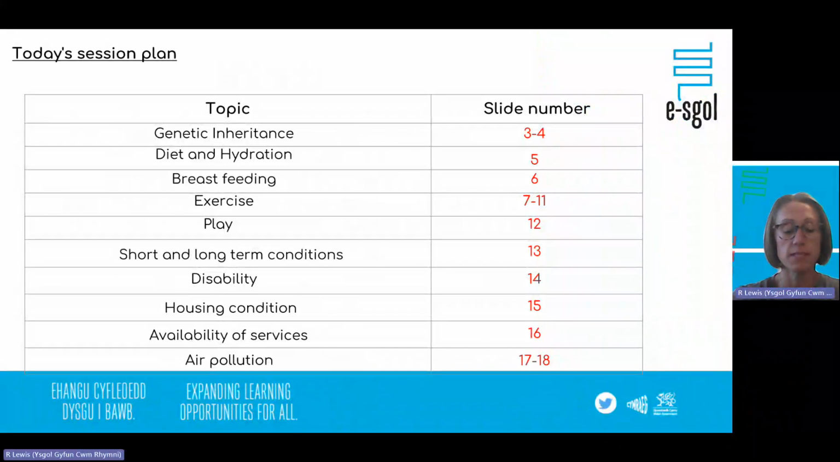This evening's session will look at how genetic inheritance affects our health and well-being, diet and hydration, breastfeeding, exercise, play, short and long-term conditions, disability, housing conditions, the availability of services, and air pollution. So this evening's session is generally based on factors that can contribute towards the health and well-being of an individual.